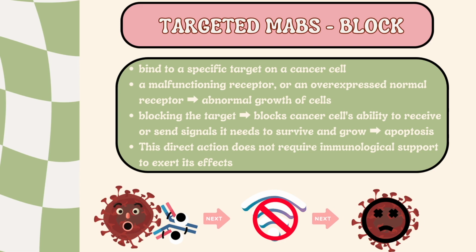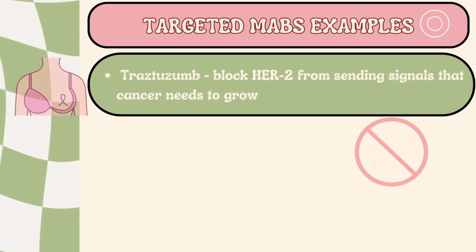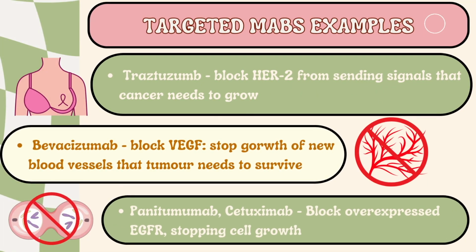So by blocking the target, you can think of it as blocking the signal that cancer sends out to help it survive and grow. Without the signal, the cancer is going to die. This is a very direct action that doesn't need any other immunological support. Examples of these targeted MABs are trastuzumab that blocks the HER2 receptor, bevacizumab that blocks VEGF, and panitumumab and cetuximab that block EGFR. And I'm going to explain these receptors a bit more later on.